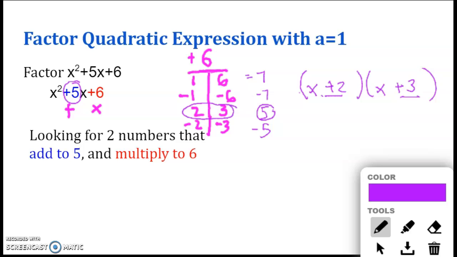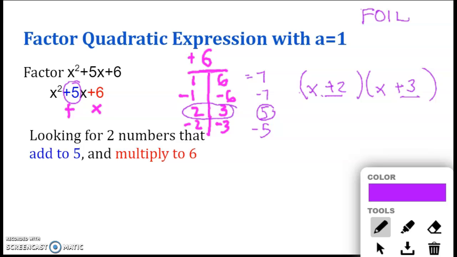So now you multiply. Remember, I am good with you guys using FOIL as long as you understand the distributive method, and that FOIL is really just an extension of the distributive method for binomial by binomial.